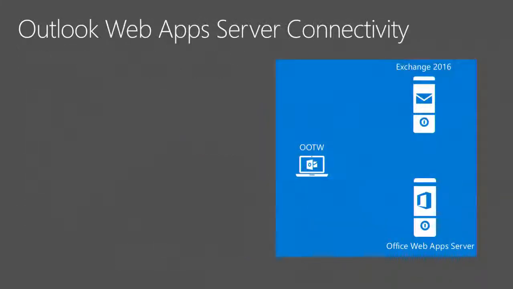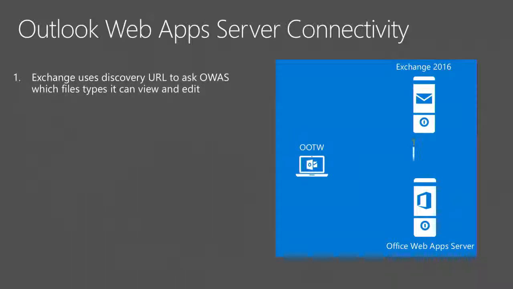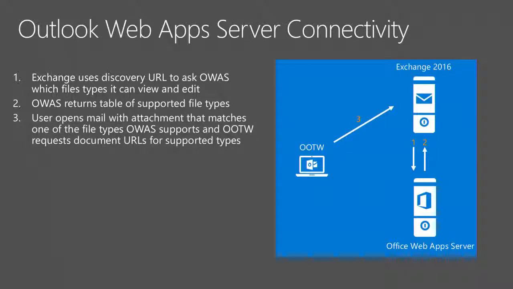All right. The connectivity flow, just walking through it real quick. You've got Exchange talking to the Office Web App Server. And it's going to be based on the user activity. Exchange will first use a discover URL once it's configured to figure out the file types that are available so it knows what types of files to send to the OWASP server for rendering. And then the OWASP will return the list of files to it in a table format. And then when the user opens up a mail that has an attachment that matches that, that's when they would get the option for view or download.